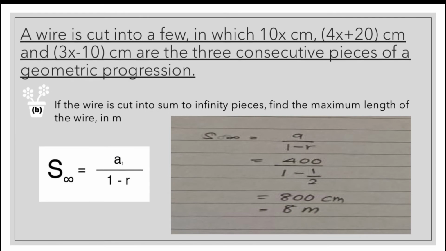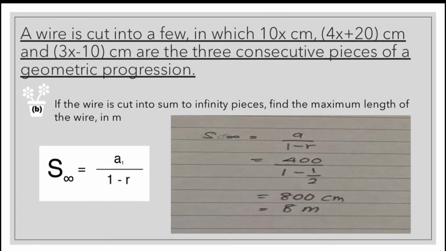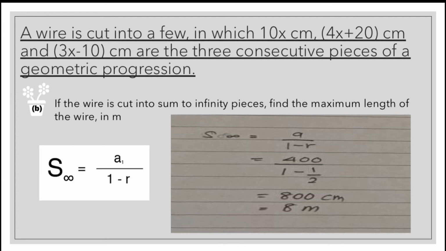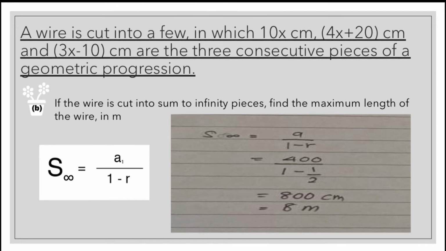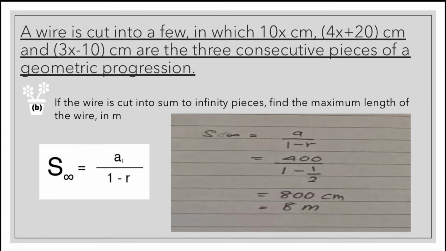Second question, if the wire is cut into sum to infinity pieces, find the maximum length of the wire in meters. So we use the formula of sum to infinity, that is a over 1 - r. We know that r is 1 over 2 and a is 400. So we substitute in the formula and we will get 800 cm. But the question wants the answer in meters. So we divide by 100 and we will get 8 meters as the final answer.